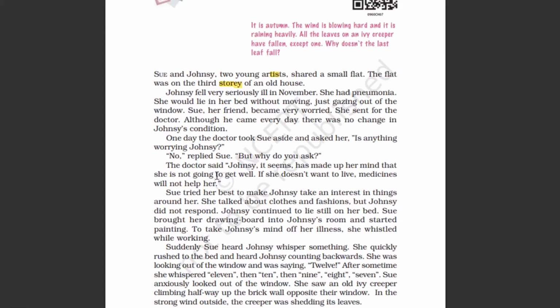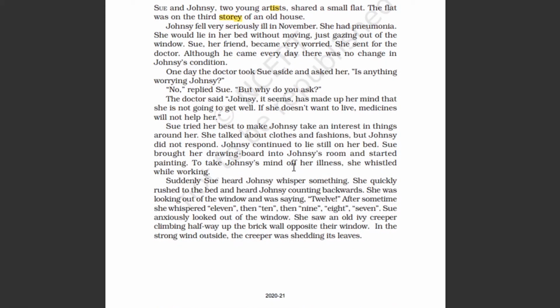The doctor said, "Johnsy, it seems, has made up her mind that she is not going to get well." So here the doctor said that Johnsy has made up her mind that she will not get well in her life. "If she doesn't want to live, medicines will not help her." And the doctor also said to Sue that if she doesn't want to live, then no medicine can help her.